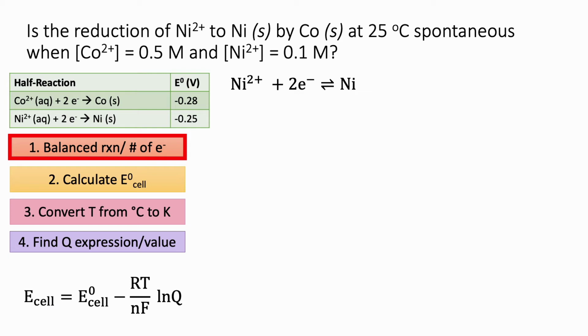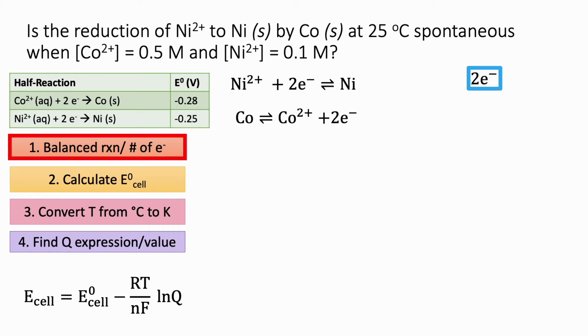What is reducing nickel? Solid cobalt. So cobalt is going to be oxidized. What is it oxidized to? Well, it gives us a concentration for cobalt 2+. So that implies that we're going to cobalt 2+. And then we have to add electrons to balance the charge. So here are our 2 half reactions. And you'll notice we have the same number of electrons in both of them, so we don't need to multiply anything. We're going to have 2 electrons exchanged.